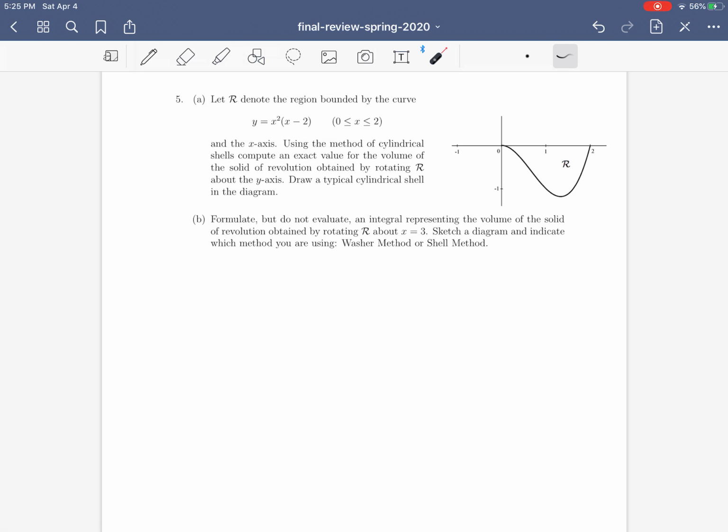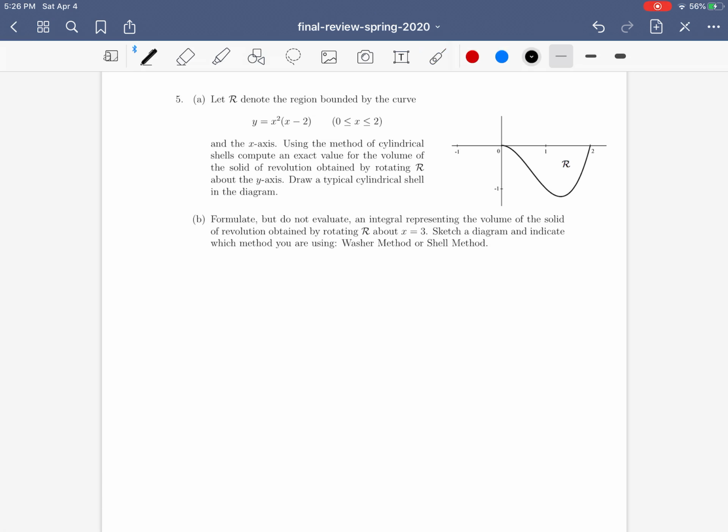So question 5, we are interested in the following curve. The curve y equals x squared times x minus 2. The curve is plotted here. Obviously it intercepts the x-axis at x equals 0 and x equals 2. And we're interested in the region that lies between this curve and the x-axis. So this is this region here.